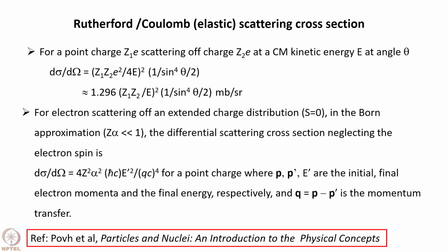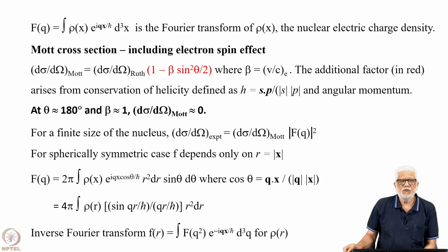Here P and P prime are the electron initial and final momenta, and E prime is the final electron energy. So the momentum transfer vector is just given by P minus P prime, both being vector quantities, and this is the momentum transfer. Now, if of course you have a distribution, then the angular distribution changes somewhat, and we'll come to that a little later.